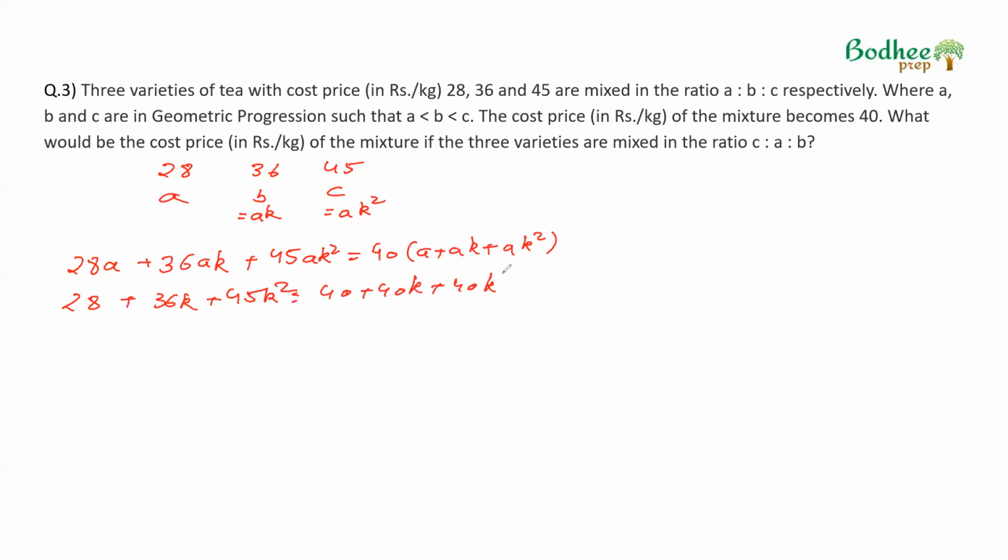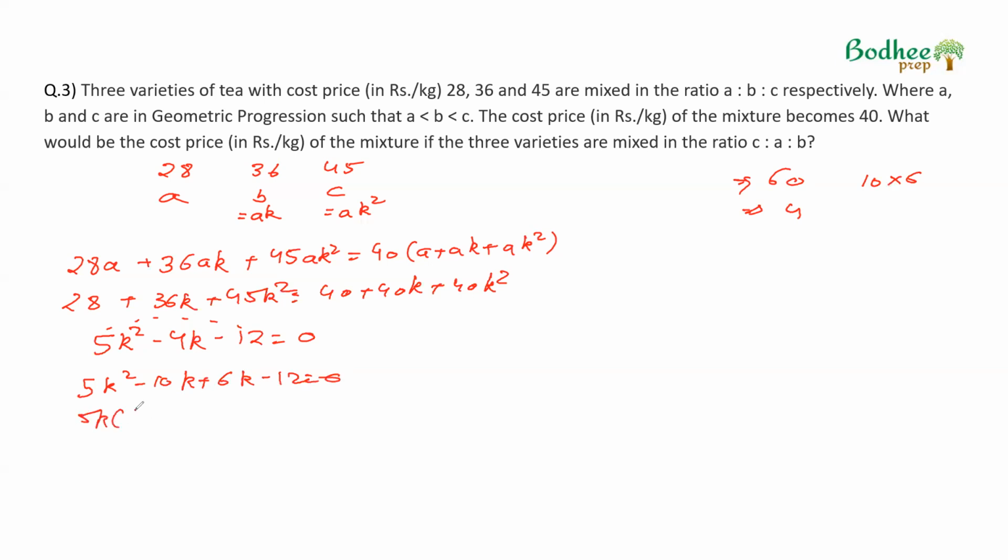A will get cancelled, so we'll get 28 plus 36K plus 45K square being equal to 40 plus 40K plus 40K square, which gives us 5K square minus 4K minus 12 equal to 0, taking everything on the left side. So we try to find the value of K from the quadratic equation. Basically we will look for two numbers which have a product of 5 into 12, which is 60, and a difference of 4. Product of 60, difference of 4, by hit and trial, we get 10 and 6. So 5K square minus 10K plus 6K minus 12 is equal to 0.